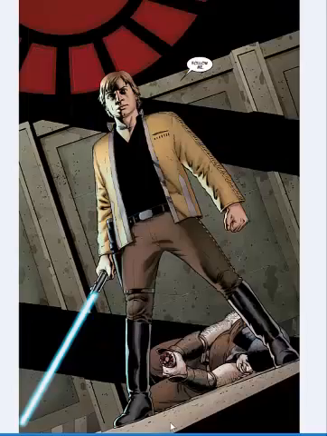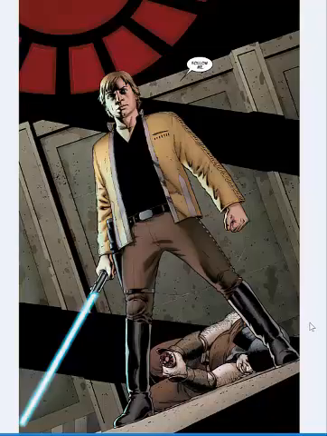Finally, in the last panel, we have a bleed, where there is no border and it takes up the whole page, signifying immensity and timelessness. This is Luke's triumphant moment. People are looking up to him. He's the hero of the comic.